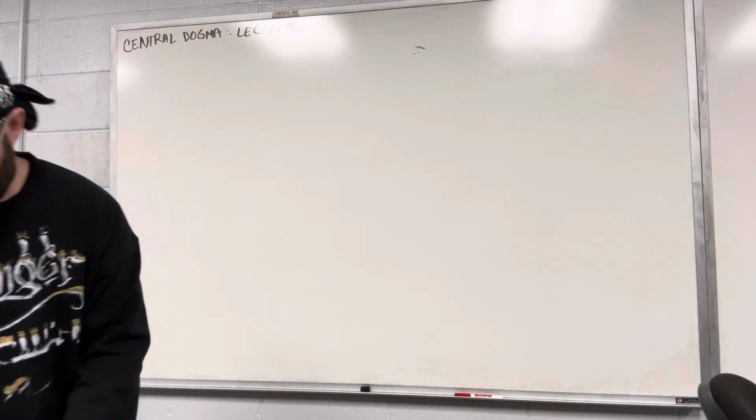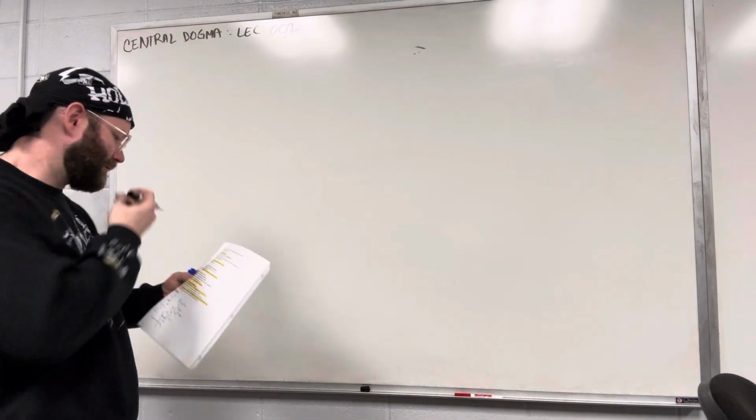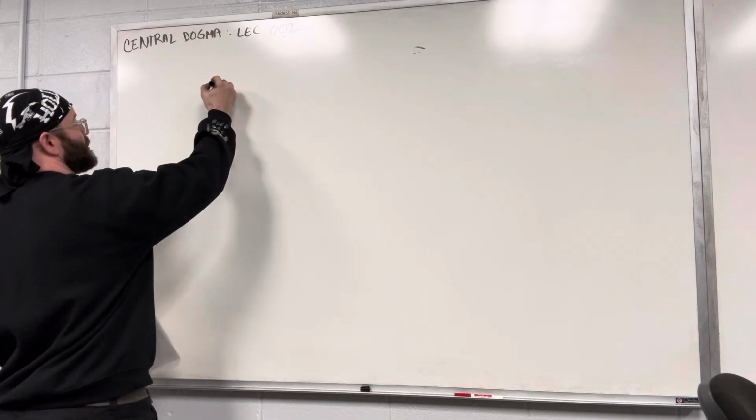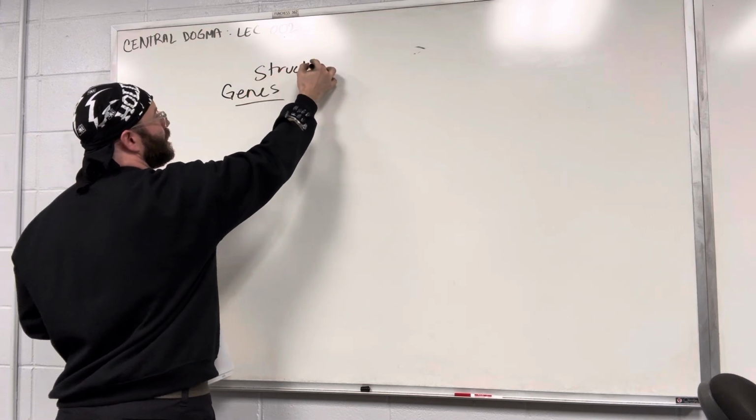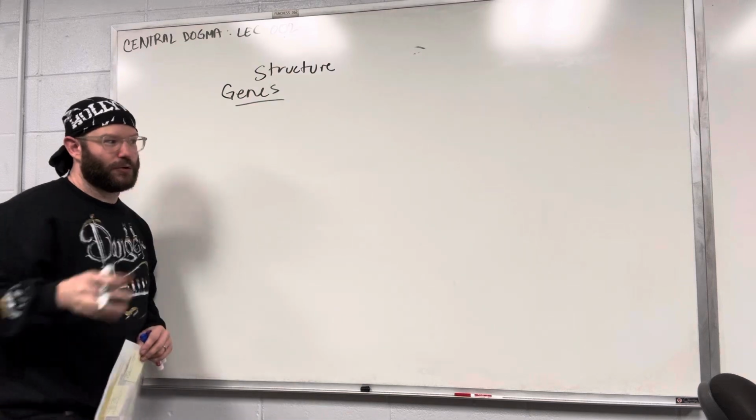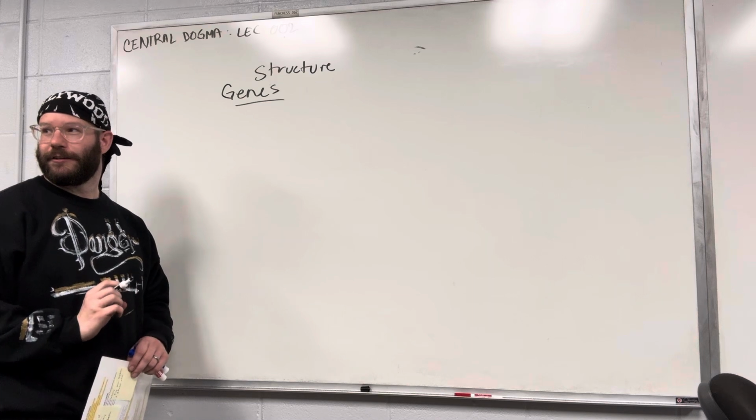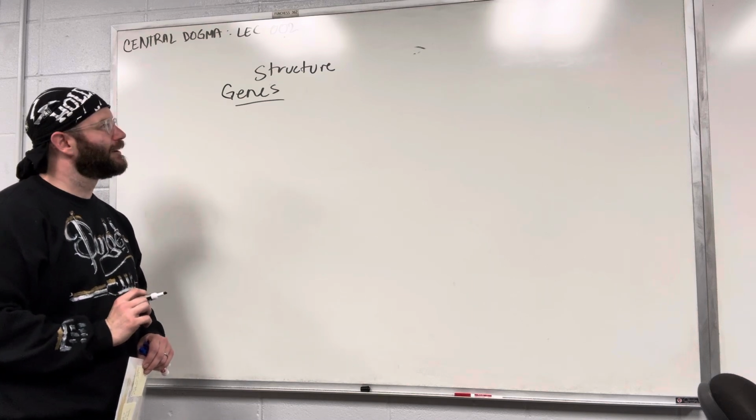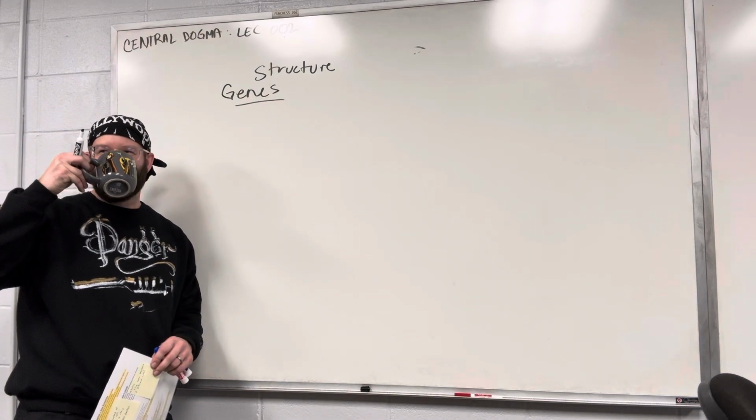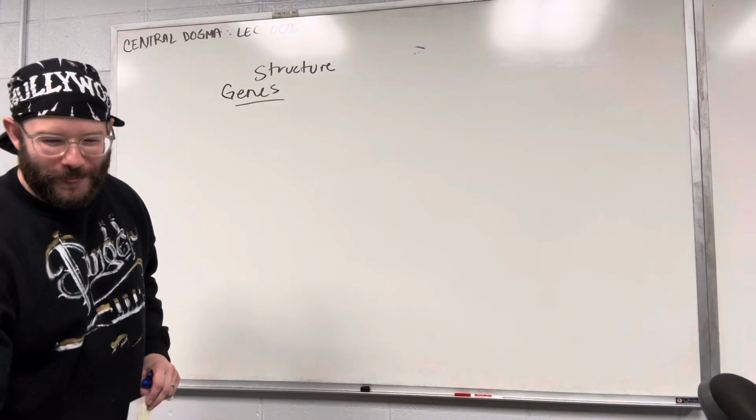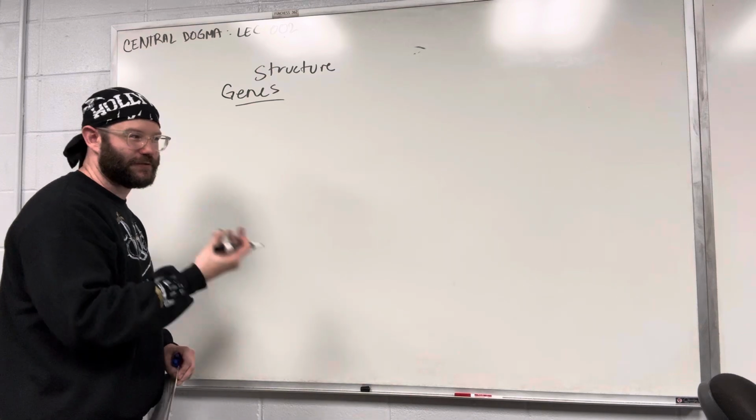Okay, so we've covered the central dogma. Let's now talk about the structure of genes. If I ask this in interview questions, I say, what is the structure of a gene? What would you answer? Introns and exons. Okay, that's a good answer, because you're starting to realize there are things inside of genes.